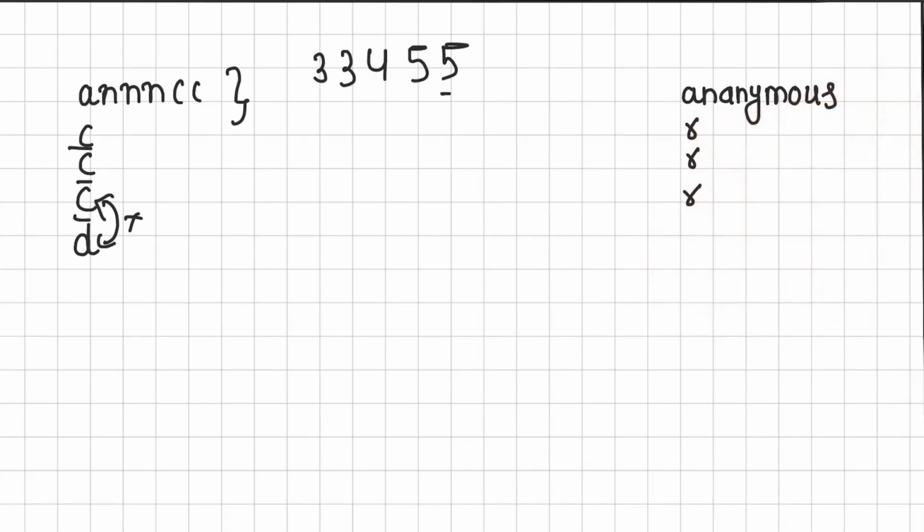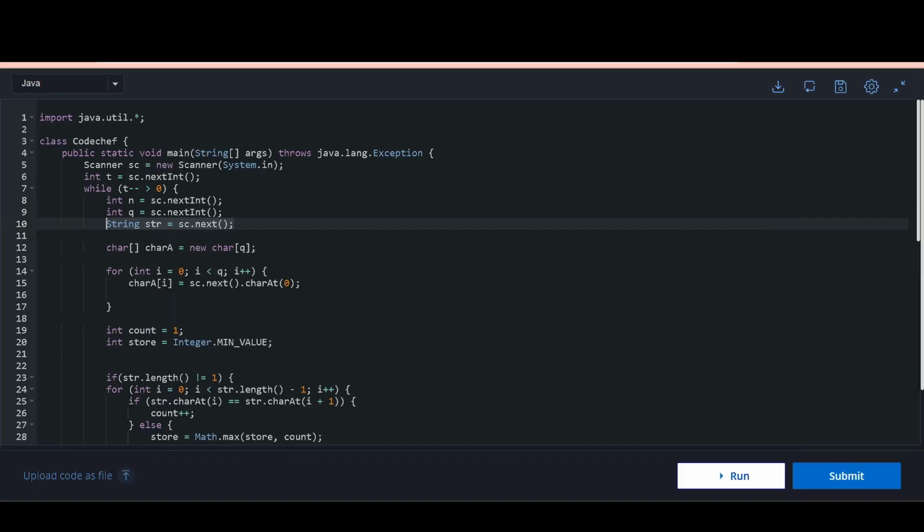Then we are going to add the queries at the end of the string, and we are going to see if that count is greater than our previous store value or not. If it is greater than our previous store value, we are going to increase its value. Now after the test case, we are going to see how we have coded this problem.